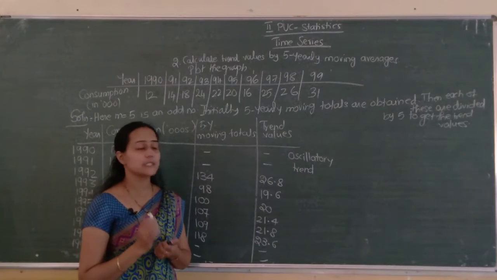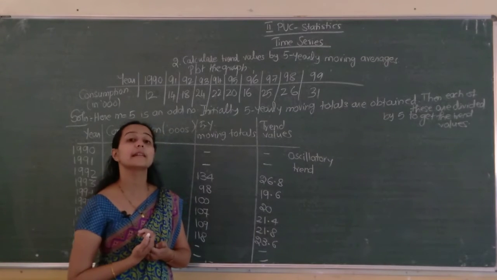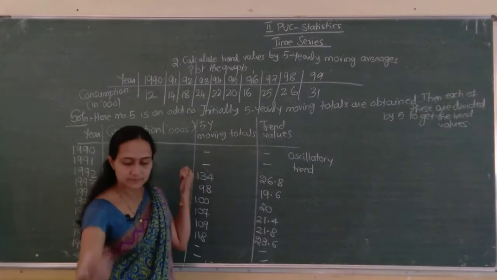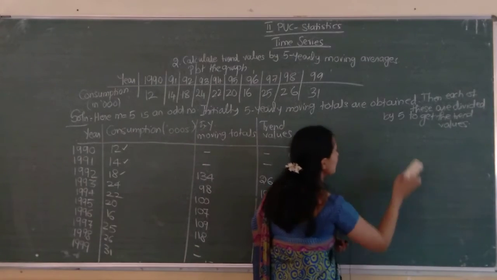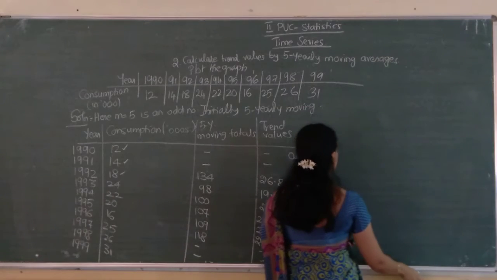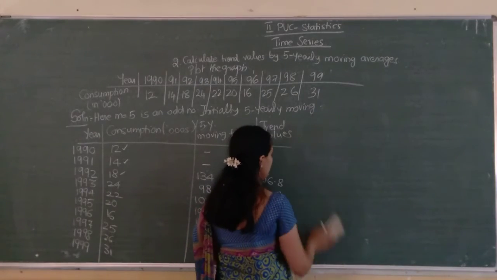So once this much is over, what do I have to do? Here we have to draw the graph. So next we have to plot the graph. Okay, graph. See, I'll rub this one. See here, it is an oscillatory trend. This one also I'll rub.